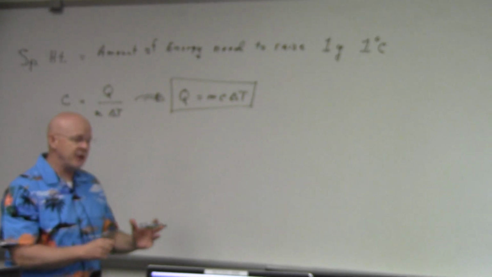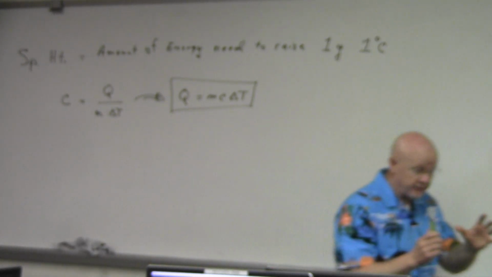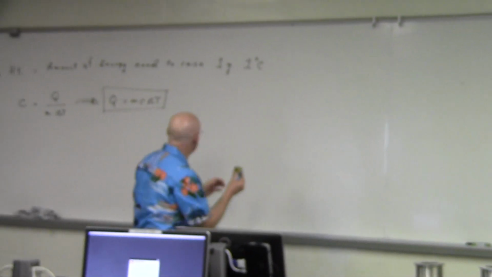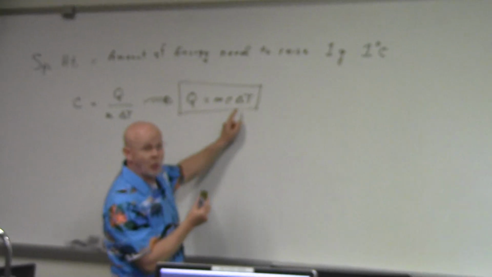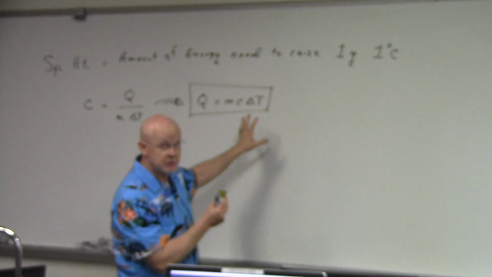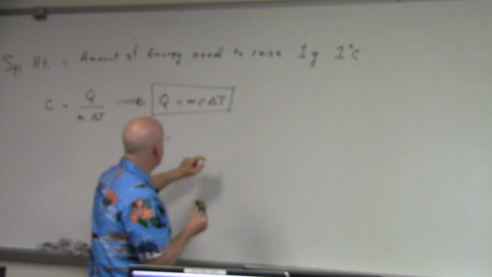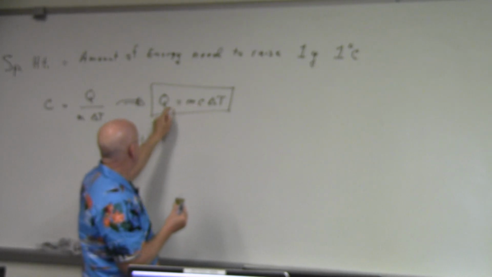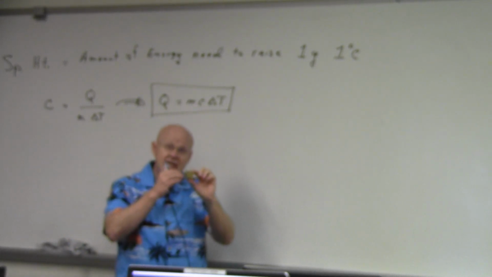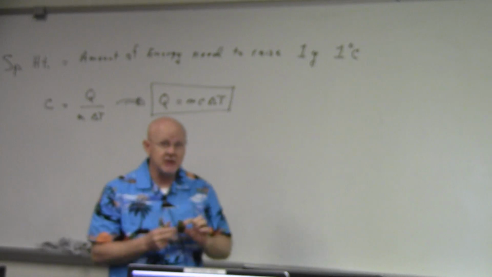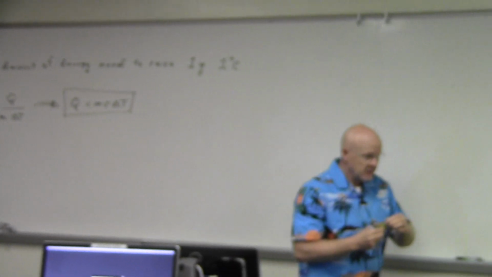If we have a particular material, and I'll just come over here and show you, here's this brass piece. This is going to be one of the first ones we do. If this brass piece would warm up or cool down, in our case, we're going to cool it down by some change in temperature, then when I multiply these three together, this would tell me how much heat comes out of this piece of brass.